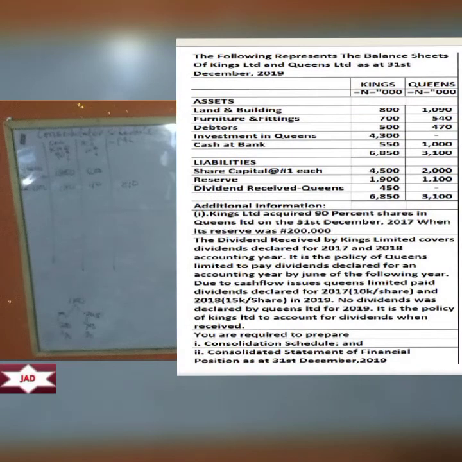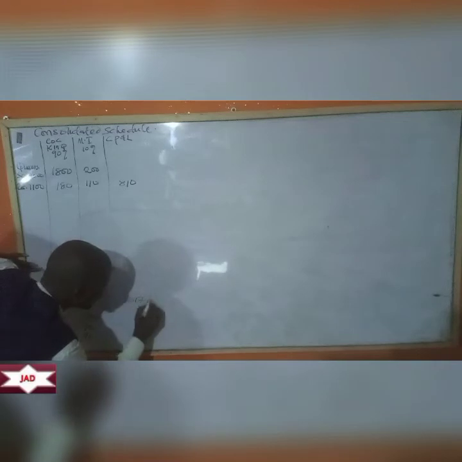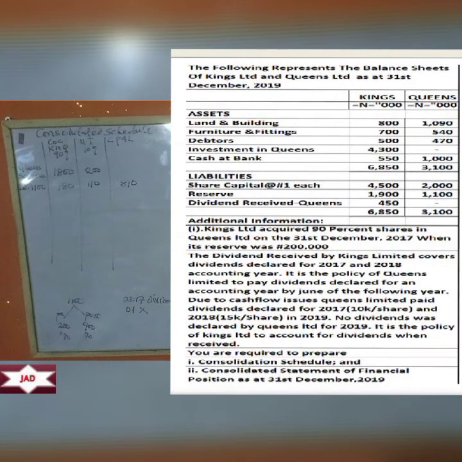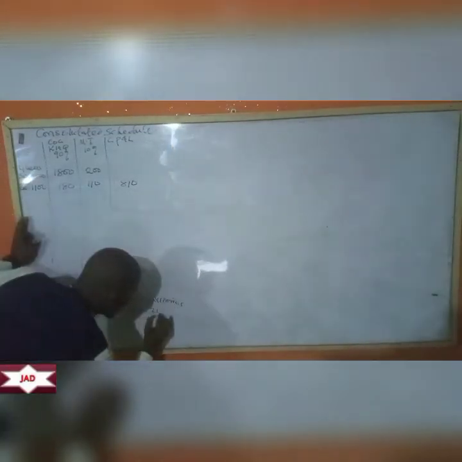But don't forget, now there is dividends. So what do we do? They said the dividend receivable I'm seeing there is 450. But then they gave us a breakdown. They said that dividend declared for 2017 and 2018 accounting year. It's 10 kobo for 2017. So we have 2017 dividends. That's 10 kobo, which is 0.1 times the number of shares. We have 2 million shares, 1 naira each. So that'll be times 2,000. 0.1 times 2,000 is 200.